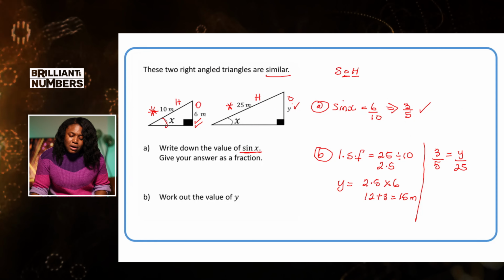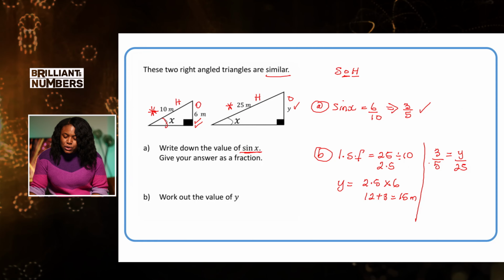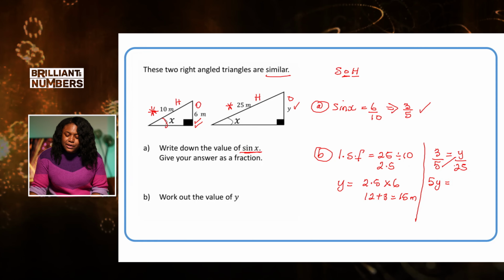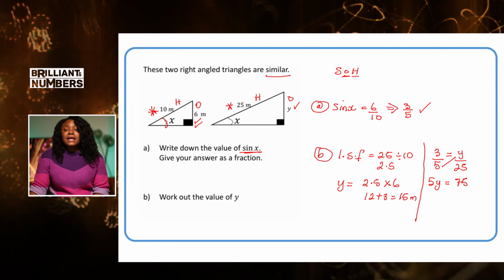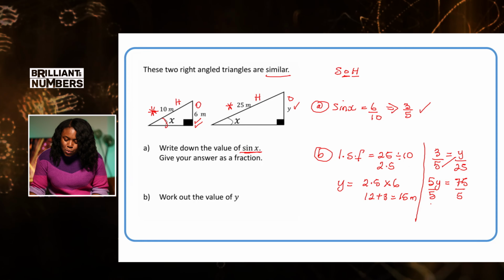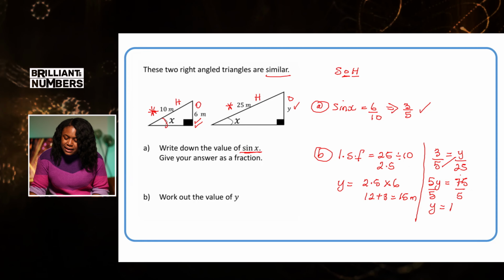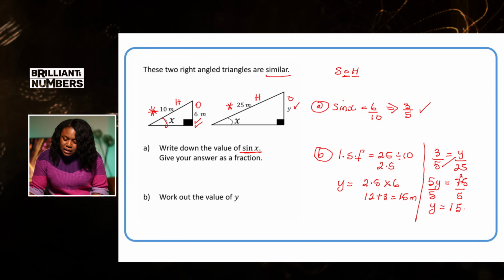So it will be opposite, which is y, over hypotenuse, and then I could cross multiply. So 5 times y is 5y, and that's equal to 25 times 3, which is 75. I then need to just divide both sides by 5. So y would be equal to 75 divided by 5, which is 15.